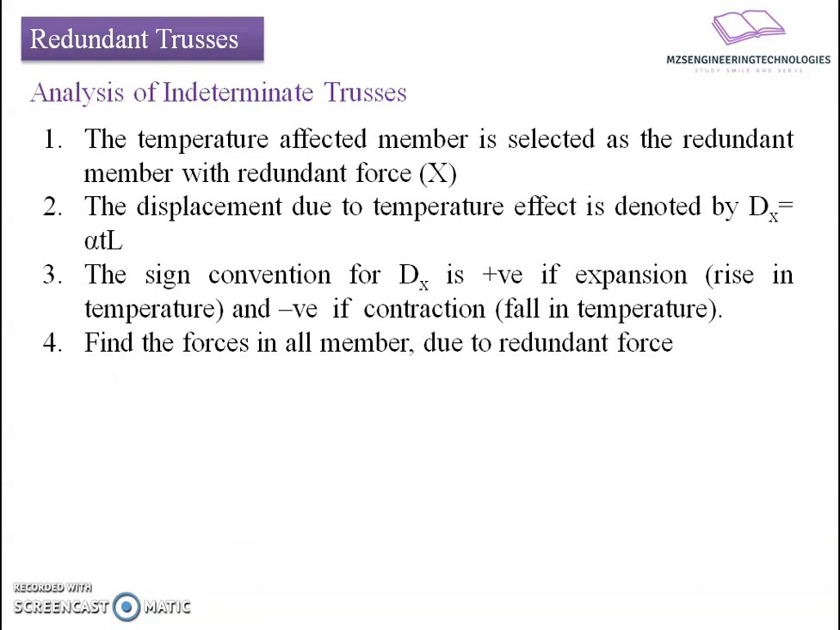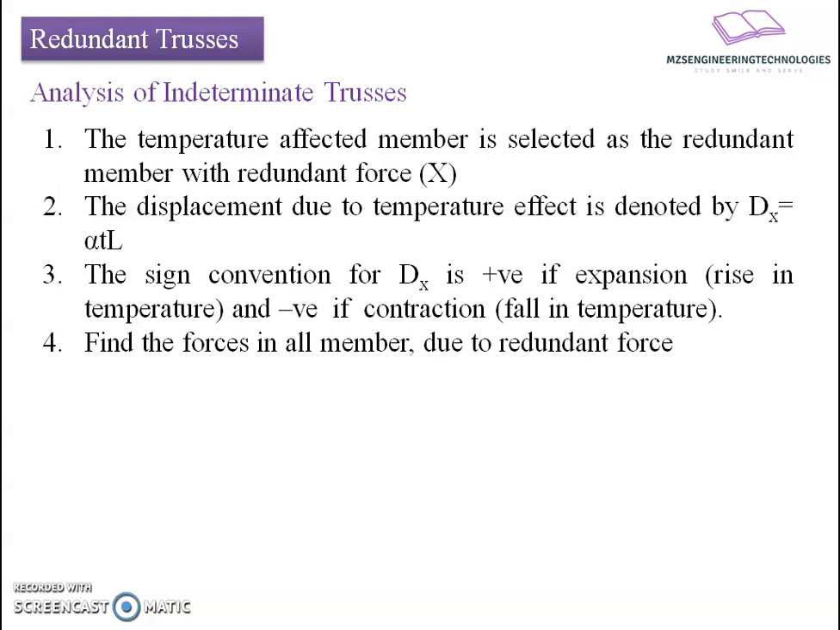The very first part: the temperature affected member is selected as a redundant member with a known force X. We are going to make the indeterminate structure determinate by assuming that the member which has undergone a temperature change is a redundant member. The displacement caused by this will be the product of alpha into T into L. Whatever displacement is observed by this change in temperature, whether expansion or contraction, the value will be given as the product alpha TL, where alpha is the coefficient of thermal expansion of that material, T is the temperature change, and L is the length of that member.